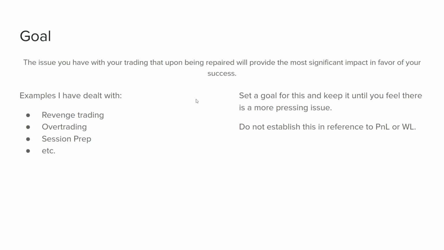The first thing I want to discuss is the goal segment of our DRC. This is going to be filled in with a description of an issue you've identified in your trading process that upon being attended to will provide the most significant impact in favor of your success. Some basic examples of things I've dealt with in order of how I experienced them are those such as revenge trading, overtrading, and not being thorough with my prep.